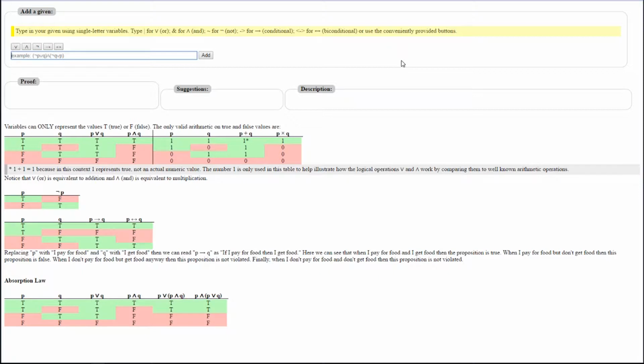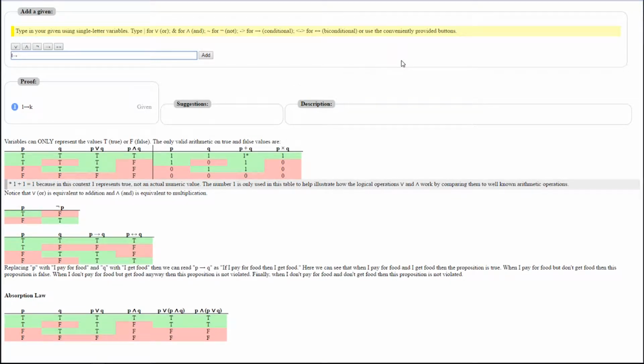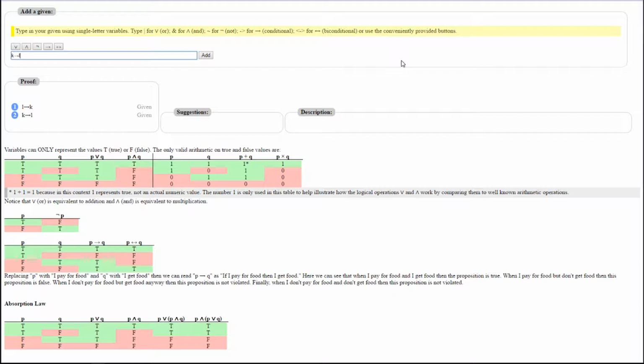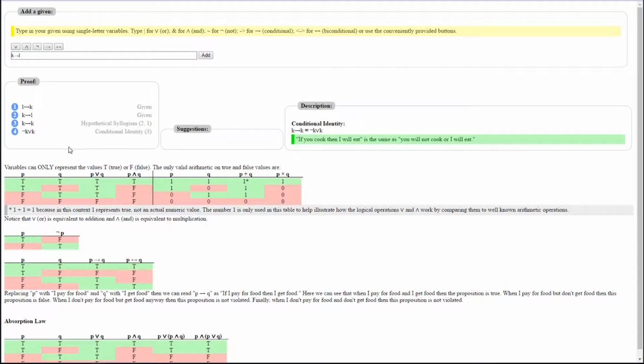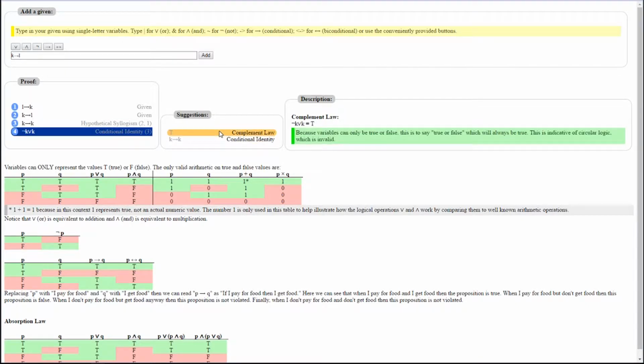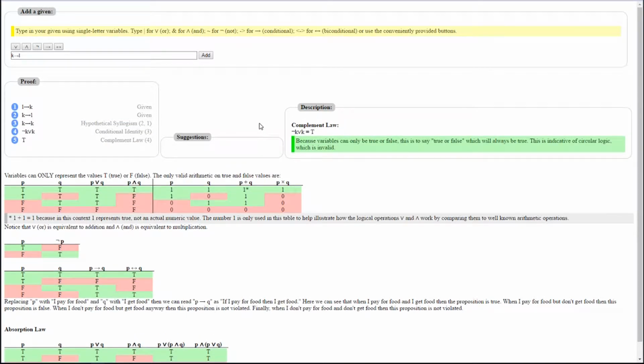So we can say, if the lock opens, then the key was inserted. We can also say if the key was inserted, then the lock opens. So L then K and K then L. Alright, well, we click on one of these, we get the hypothetical syllogism, we follow that through, and we get the conditional identity. The conditional identity converts into the complement law, and we get our circular logic problem.